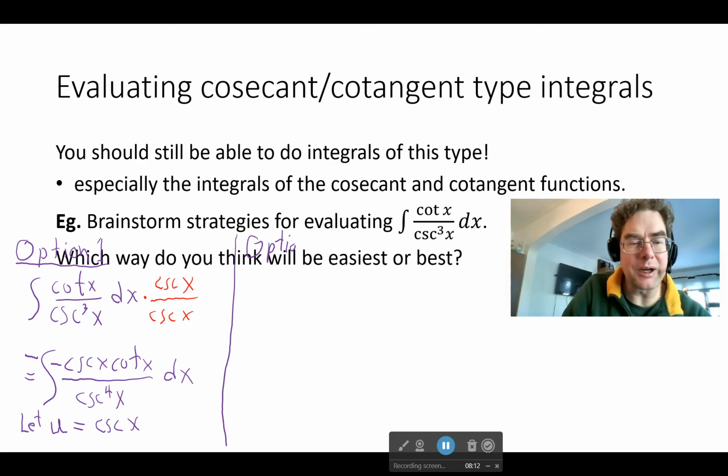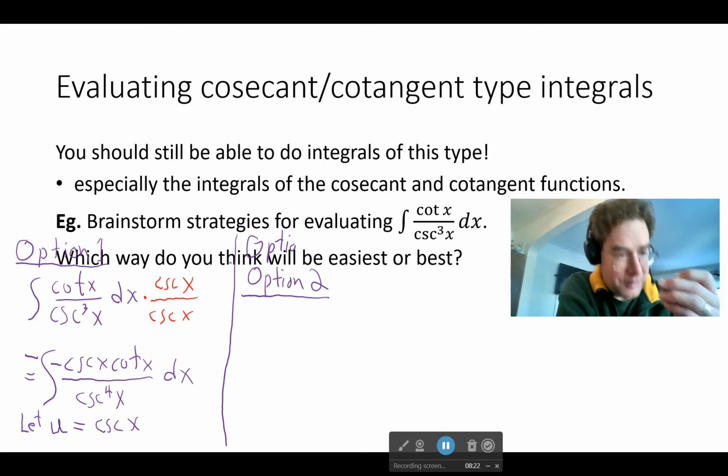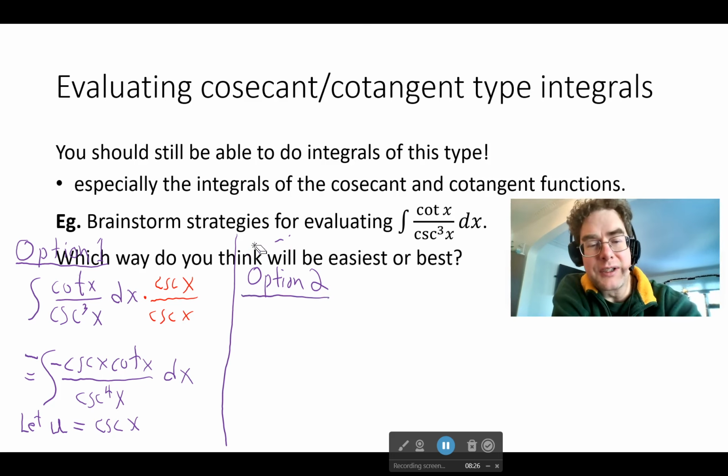Which option do you think will be easiest or best is another part of the consideration here. So let's take a look at another option, another way to think about this. For this strategy, I'm going to try converting to sines and cosines. So this is option 1.